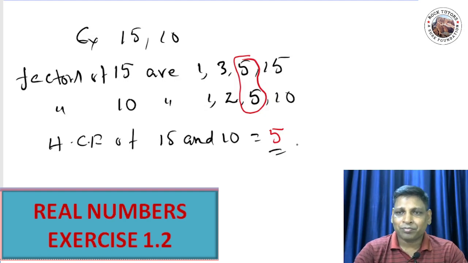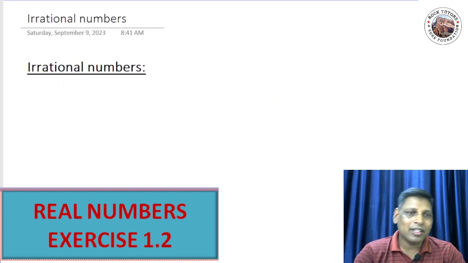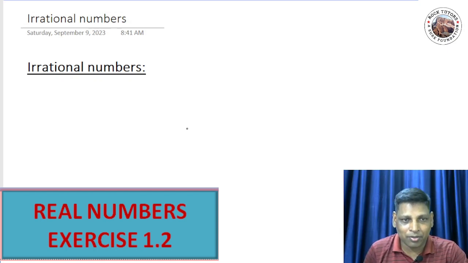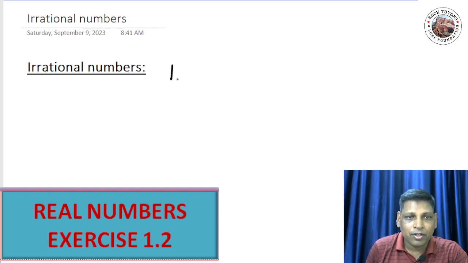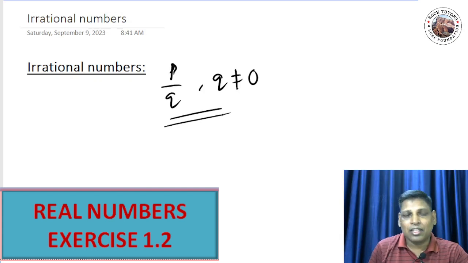Now we are going to irrational numbers. You know that irrational numbers are those numbers which we cannot write in the form of p by q, where q is not equal to 0. Those numbers are called irrational numbers.